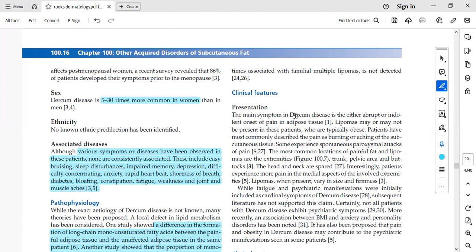Lipomas, when present, vary in size and firmness. While fatigue and psychiatric manifestations were initially included as cardinal symptoms of Dercum disease, subsequent literature has not supported this claim. Certainly, not all patients with Dercum disease exhibit psychiatric symptoms. An association between BMI and anxiety and personality disorder has been noted. It has also been proposed that pain and obesity in Dercum disease may contribute to the psychiatric manifestations seen in some patients.